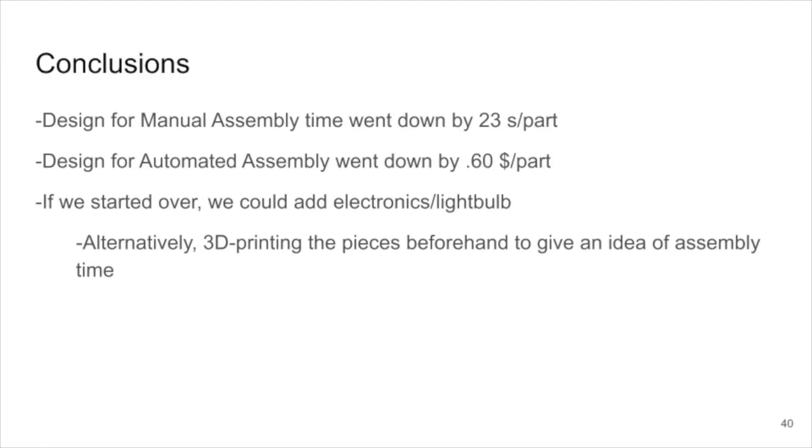Design for manual assembly went down by 23 seconds per part. Design for automated assembly went down by 60 cents per part. If we started over, we would add electronics and the light bulb, or alternatively 3D print the pieces beforehand to give an idea of assembly time. Thank you all.